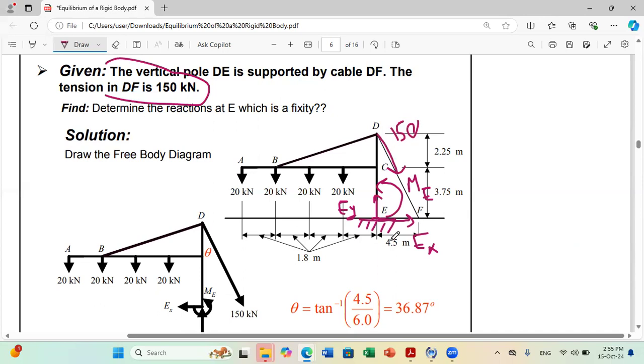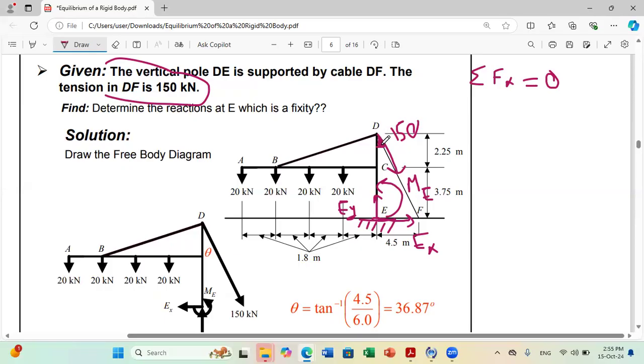And you need to determine EX, EY, and ME, okay? So you start to say, I can write my first equation as sum of x equals 0. To be able to get EX, you need to project the tension force. So you need to know what this angle is here, okay?